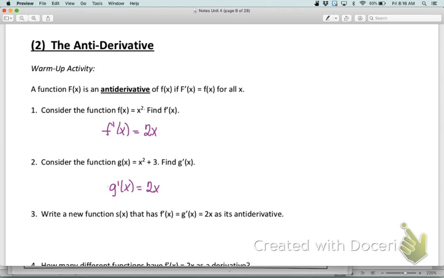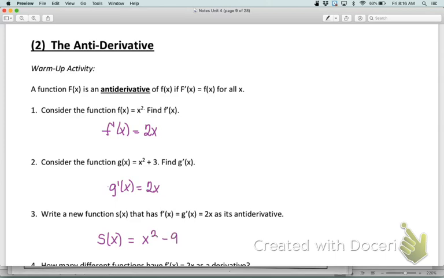Okay, so now if we think in reverse, and it is notable that those two functions were different, but their derivatives were the same. We want to write a new function s of x so that it has f prime of x equal to g prime of x and has 2x as its derivative. So we could literally write anything. I could say s of x is equal to x squared minus 9.